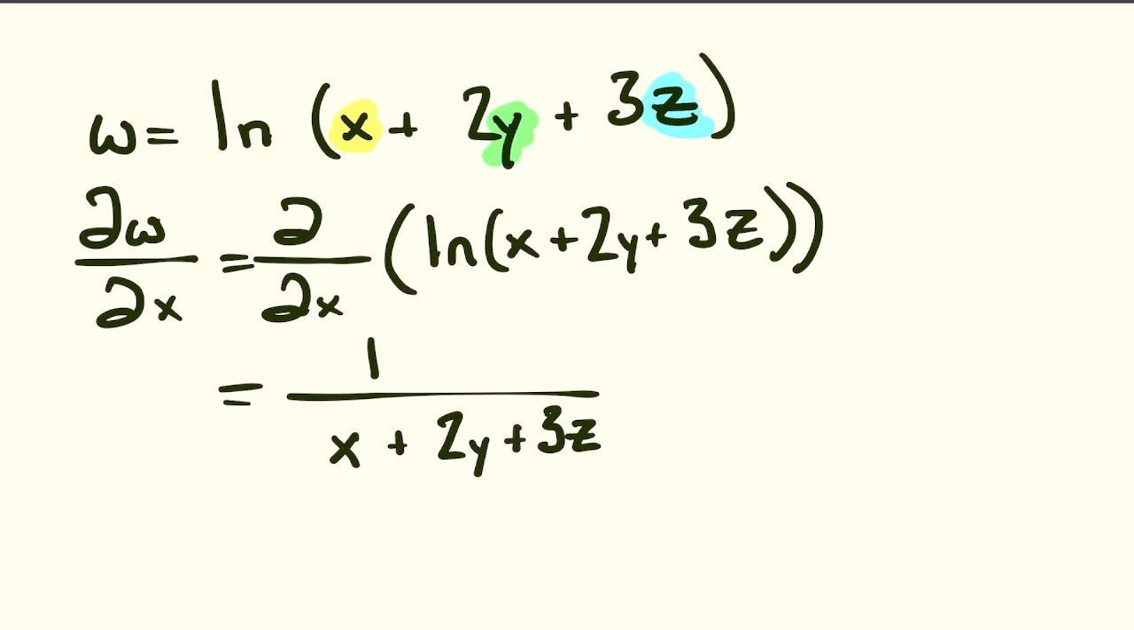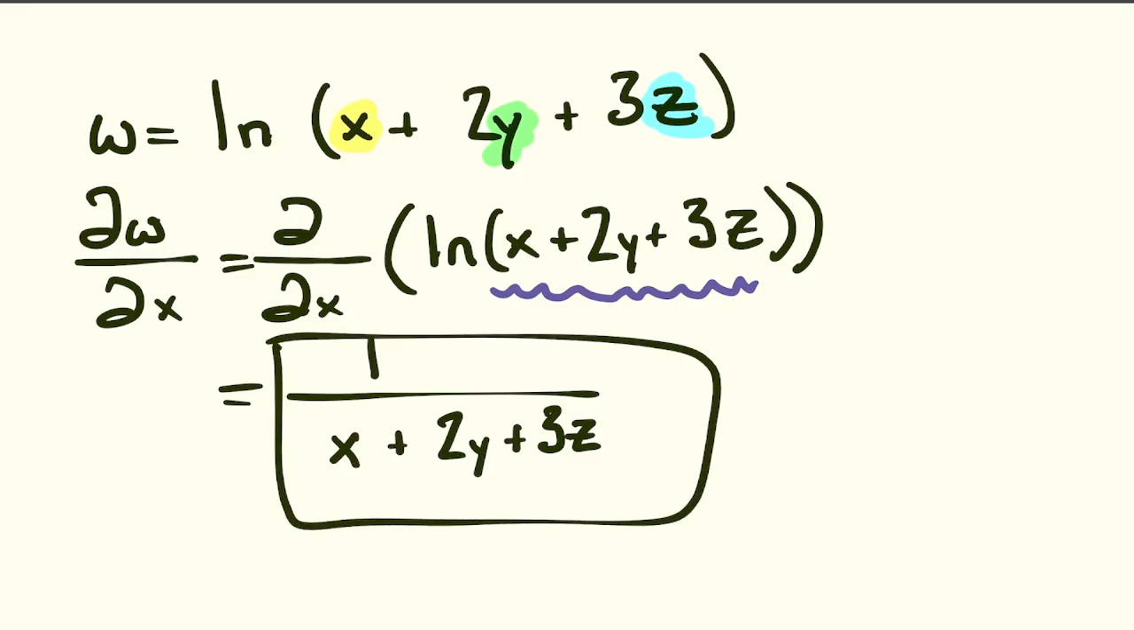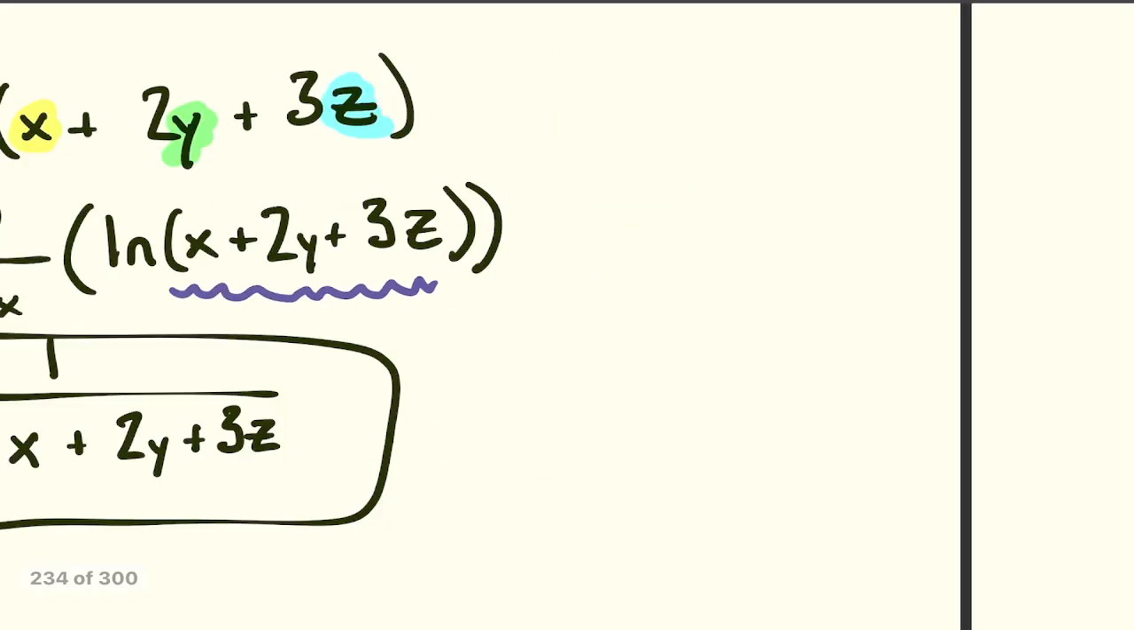Technically, because the stuff on the inside here is more than just a plain old x, we should be using the chain rule, so you want the derivative of the inside. But the derivative with respect to x of our inside stuff is just 1. So we're just multiplying by 1, which means that here is our first partial derivative. We're done with that. The second partial derivative is going to be with respect to y.